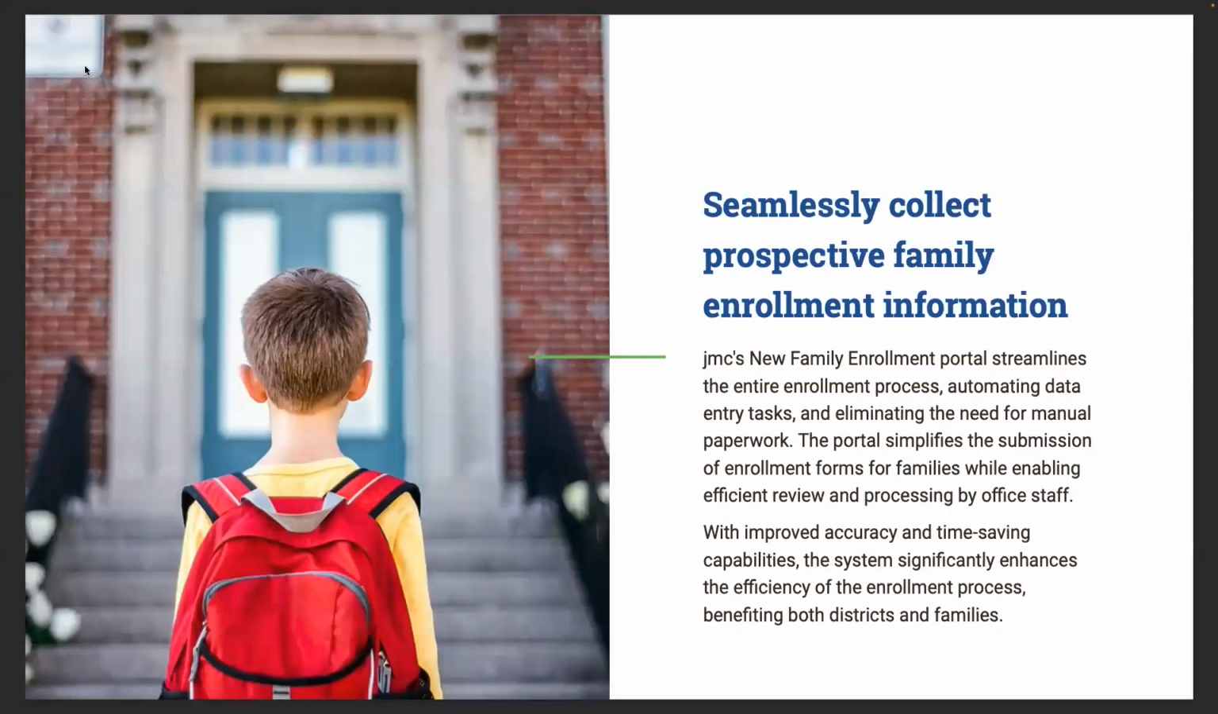And JMC's new family enrollment portal streamlines the entire enrollment process, automating data entry tasks and eliminating the need for manual paperwork. The portal simplifies the submission of enrollment forms for families while enabling efficient review and processing by office staff. With improved accuracy and time-saving capabilities, the system significantly enhances the efficiency of the enrollment process, benefiting both districts and families.